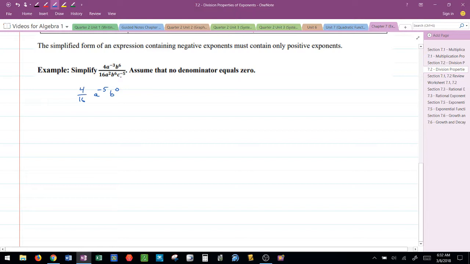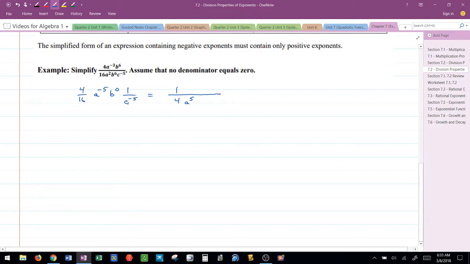Then I have this c to the negative fifth, but it's really 1 over c to the negative fifth. I know this might get a little bit confusing. Make a single fraction bar. Start with the numbers: 4 over 16 simplifies to 1 over 4. I have a to the negative fifth in the numerator. To make that exponent become positive, I move it down to the denominator. B to the 0 is really saying there are no b's.